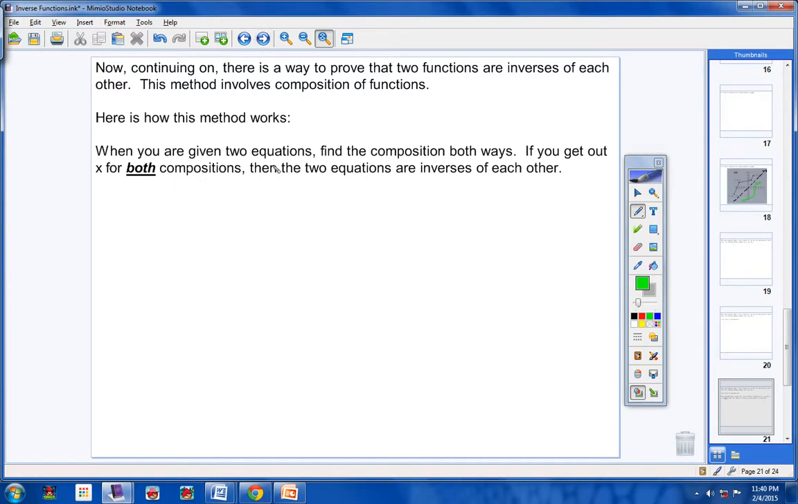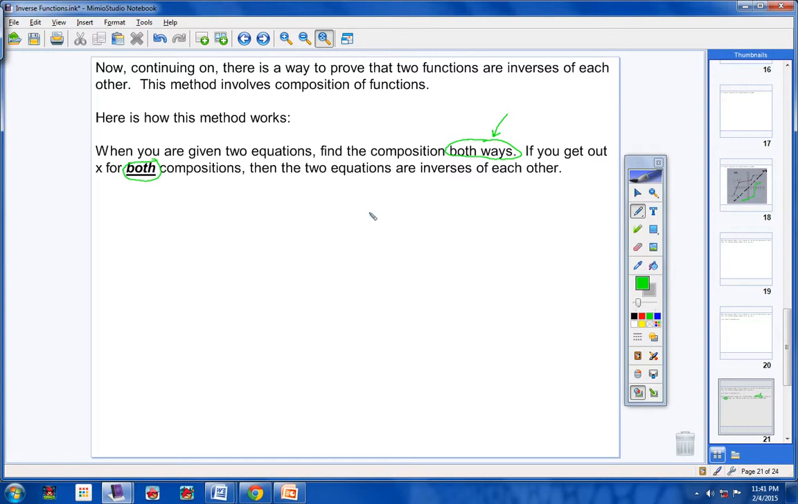When you are given two equations, you find the composition going both ways. Now I'll explain what that means in just a second, okay? If you get out x for both compositions, then the two equations are inverses of each other, okay? Let me read this again, and you copy this down. When you are given two equations, find the composition going both ways. If you get out x for both compositions, then the two equations are inverses of each other.